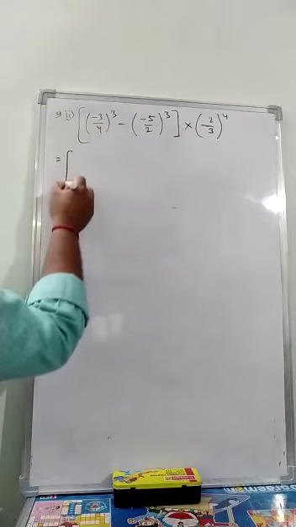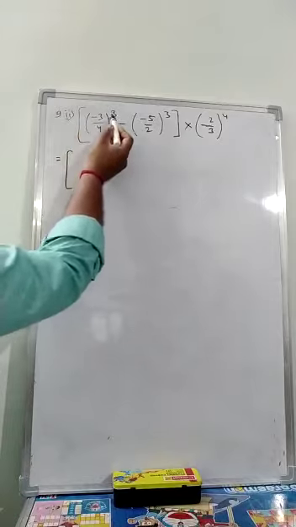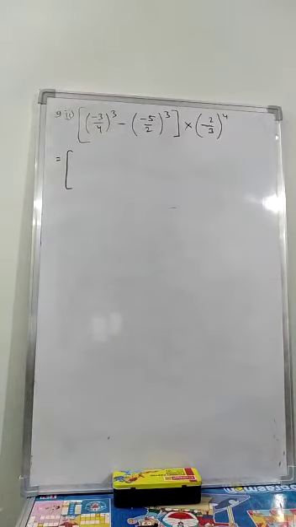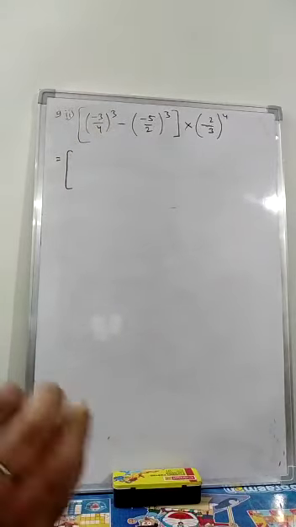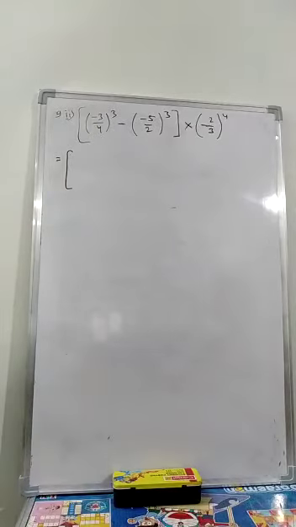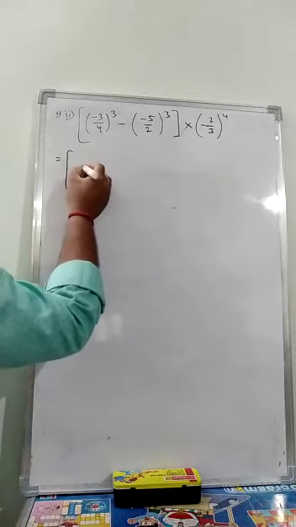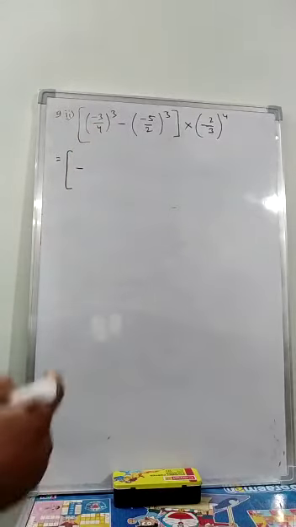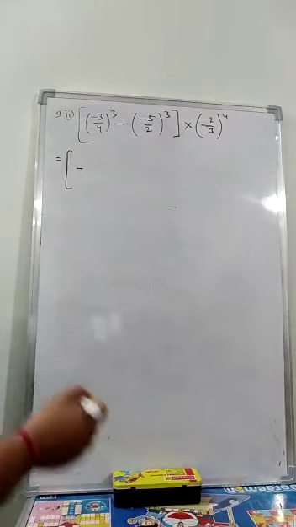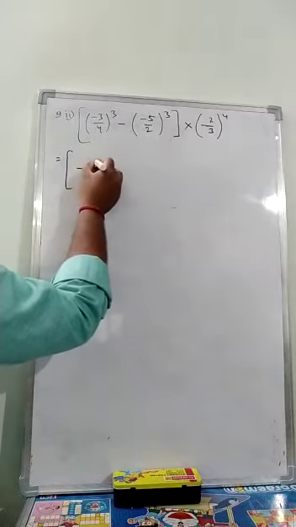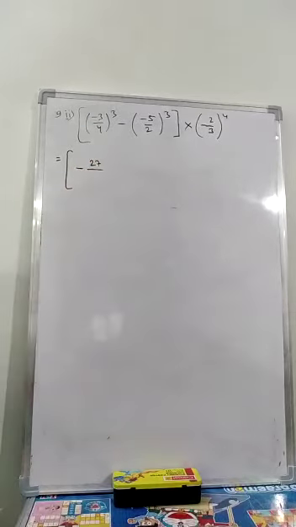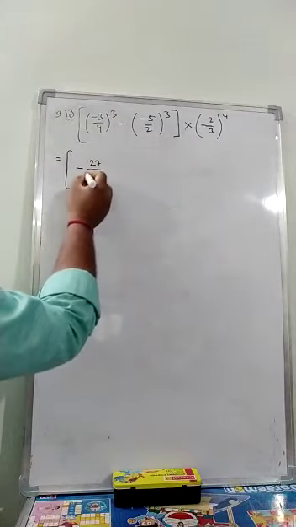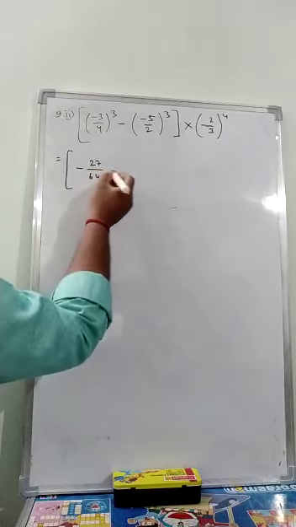Over here, you see the power is odd. When the power is odd, the minus sign will be retained with the base. So this will become minus. Now 3 to the power 3 means 3 multiplied 3 times. So 3 3 is 9, 9 3 is 27, divided by 4 to the power 3, which means 4 multiplied 3 times. So 4 4 is 16, 16 4 is 64.